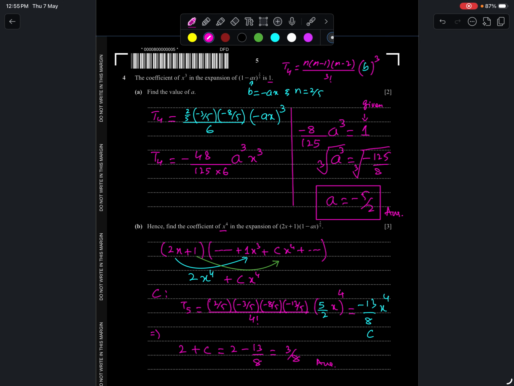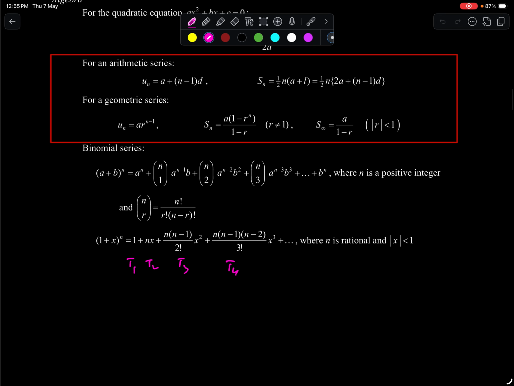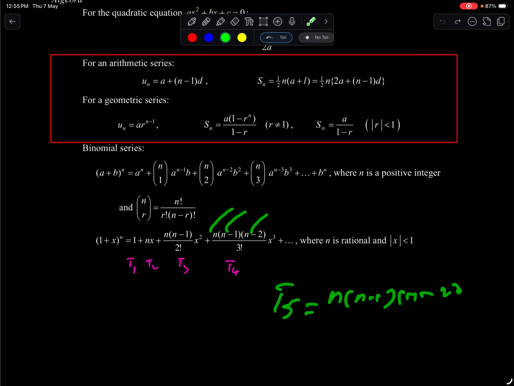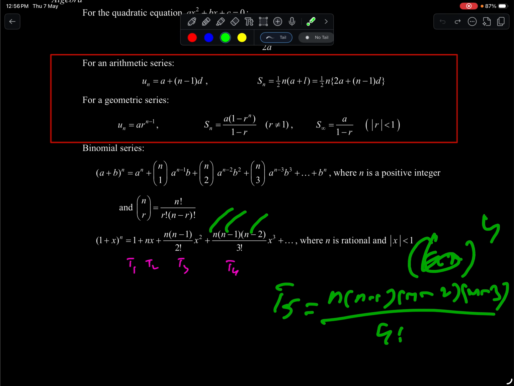Very small space is here and you have to utilize it very carefully. For this solution, I use MF19, this formula, this is T4. For T4, we have cube here. For T5, we must have x power 4 here and 4 terms here. See, for cube, we have 3 terms, 1, 2, 3. For 5, we must have 4 terms, n minus 1, n minus 2, n minus 3, 4 factorial, second term to the power 4.